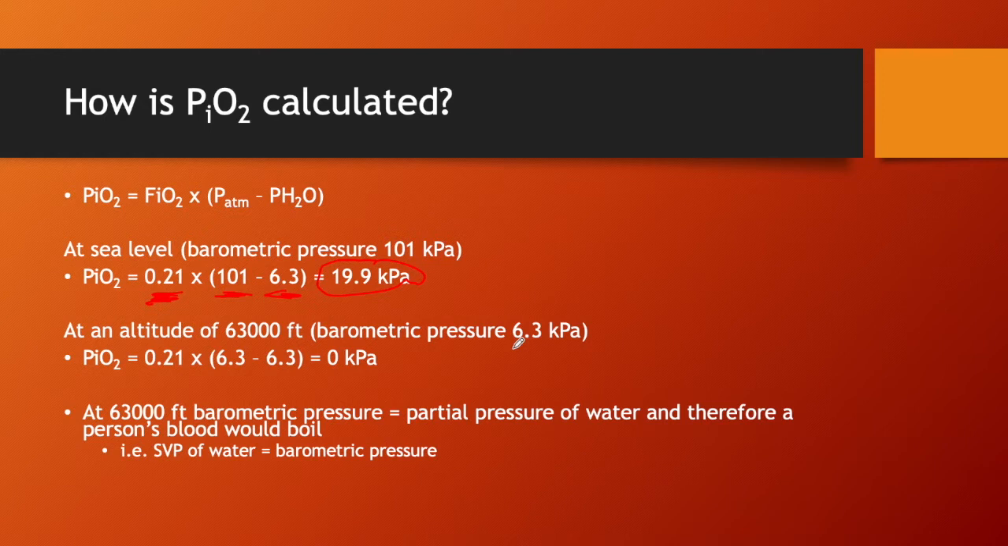However, at an altitude of 63,000 feet, the barometric pressure is 6.3 kilopascals. Therefore, if we substitute the values into the equation again, the FiO2 will be 21% again, the barometric pressure 6.3, the partial pressure of water vapour 6.3, therefore the inspired pressure of oxygen will be 0 kilopascals. At 63,000 feet, barometric pressure is equal to the partial pressure of water. Another way of putting this is to say that at an altitude of 63,000 feet, water boils at only 37 degrees.